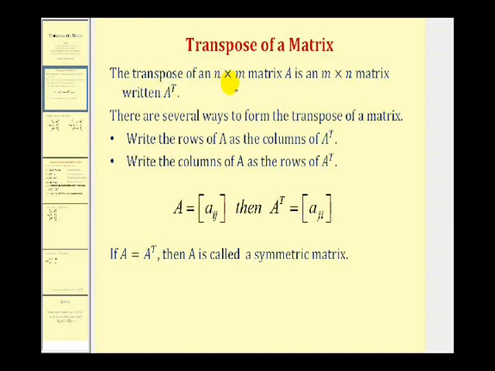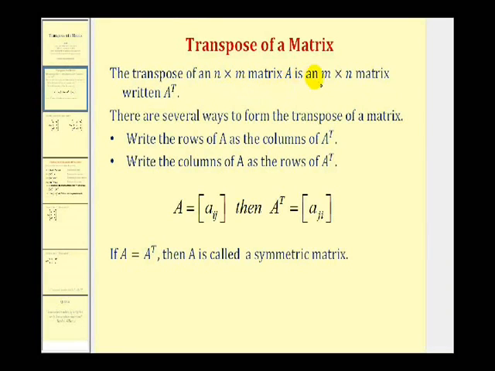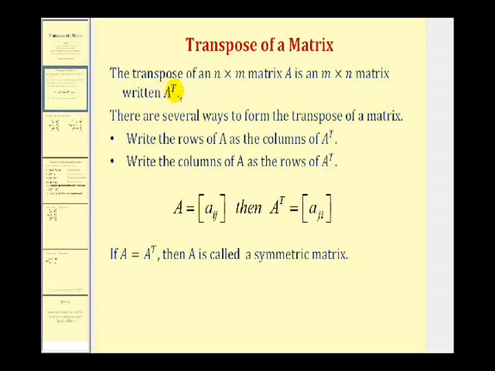The transpose of an n by m matrix A is an m by n matrix written using this notation here, where we have A with a superscript of capital T, and we say the transpose of matrix A. Again, notice how if the dimensions of matrix A is n by m, the transpose matrix will have the dimensions m by n. And there are several ways to form the transpose of a matrix.